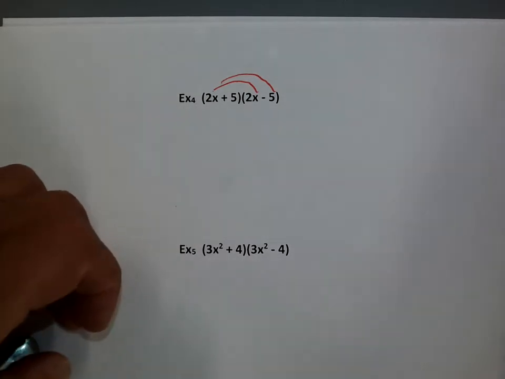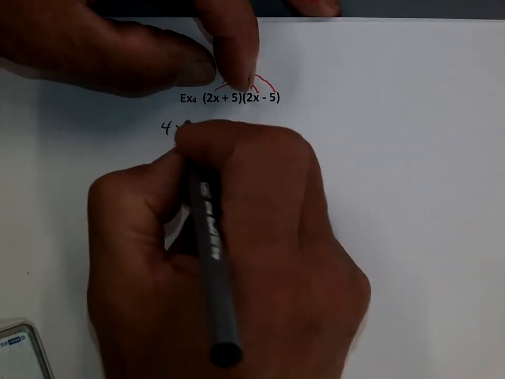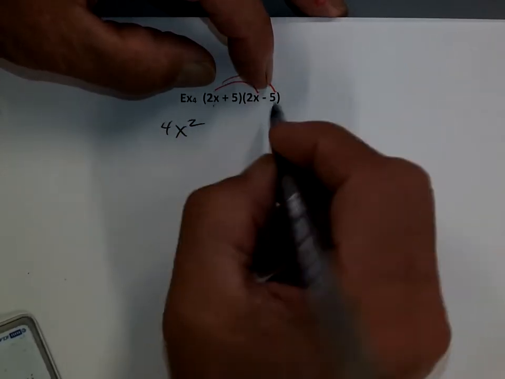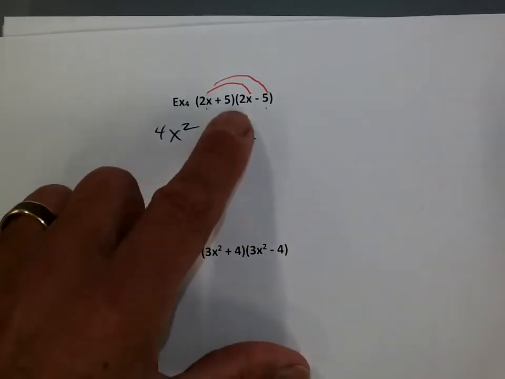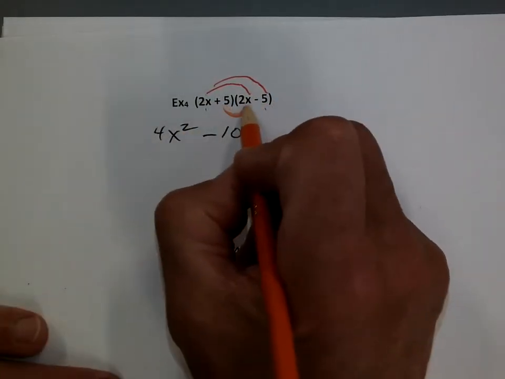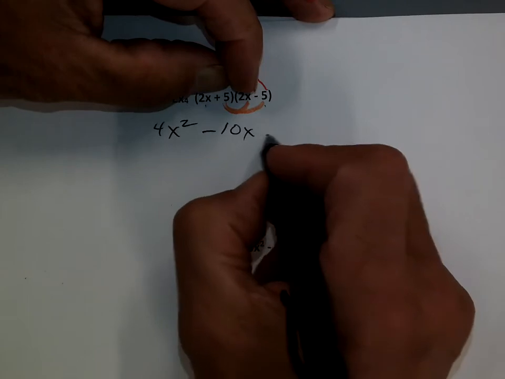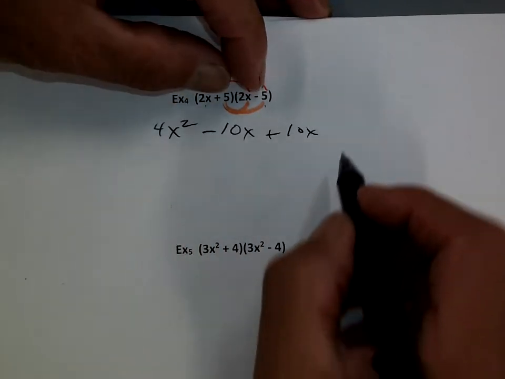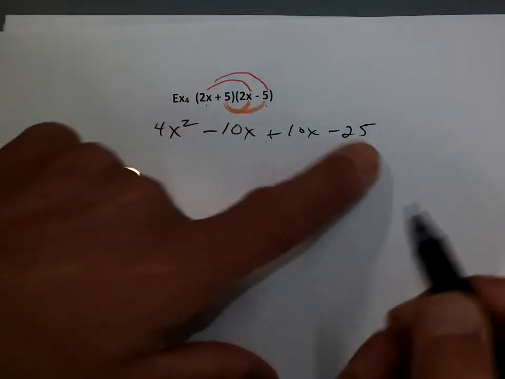When I do that, I will get a 2 times 2, a 4x squared, because x times x, and 2x times a negative 5 is a negative 10x. I'll multiply the positive 5 to the 2x and the positive 5 to the negative 5. Remember, we're multiplying, so I'll get a positive 10x. And 5 times negative 5, negative 25.